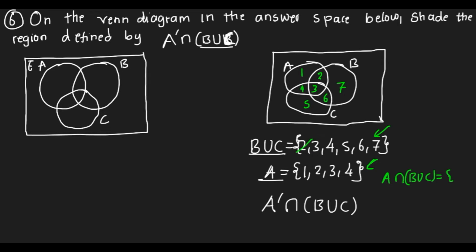So we can see that 2, then 3, then what else? We have 4. Now if we remove these, what elements are remaining? So the elements, if we remove 2, 3, 4, this is what we are going to shade now. So that is the picture. So this is the set of sets that we are supposed to shade.